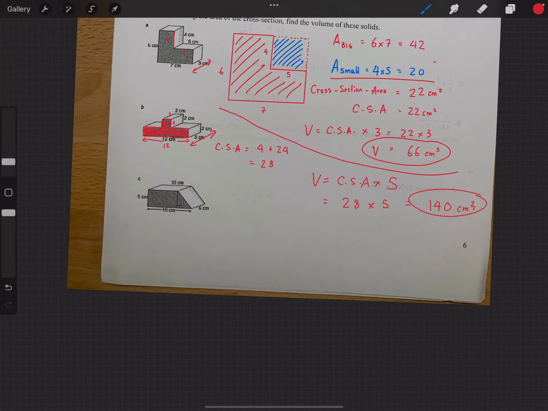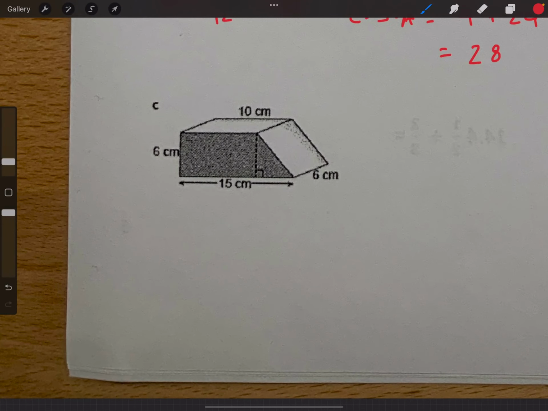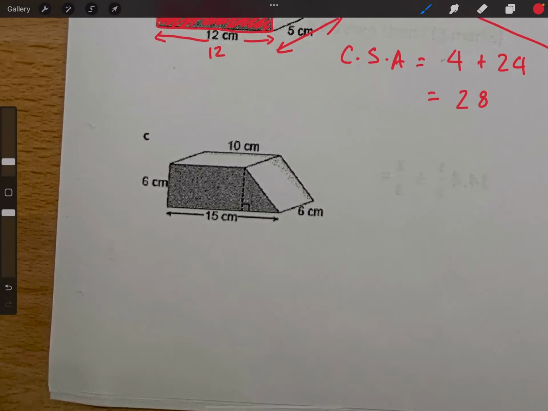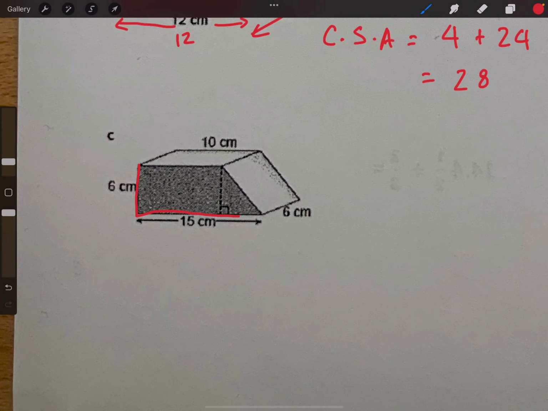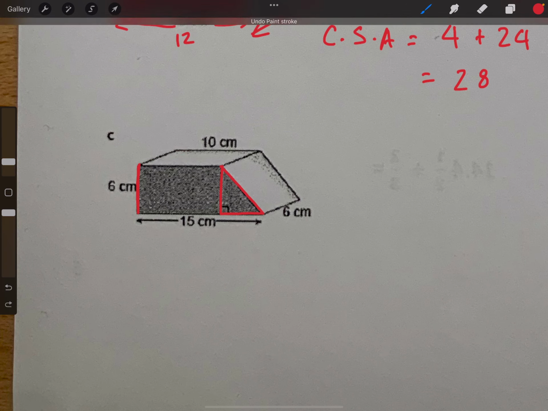That's the second answer. Alright, now to find the volume of the third one, we need to find the cross-section area, which again they shaded for us. So it's easy to see which is the cross-section area. So you find the area of all this. Okay, so I'm going to divide this shape into a triangle and a rectangle. Now the rectangle is 6 centimeters wide. How long is it? It's 10 centimeters because this is 10. So therefore, if this is 10, this must be 10 as well. So 6 times 10, 60.